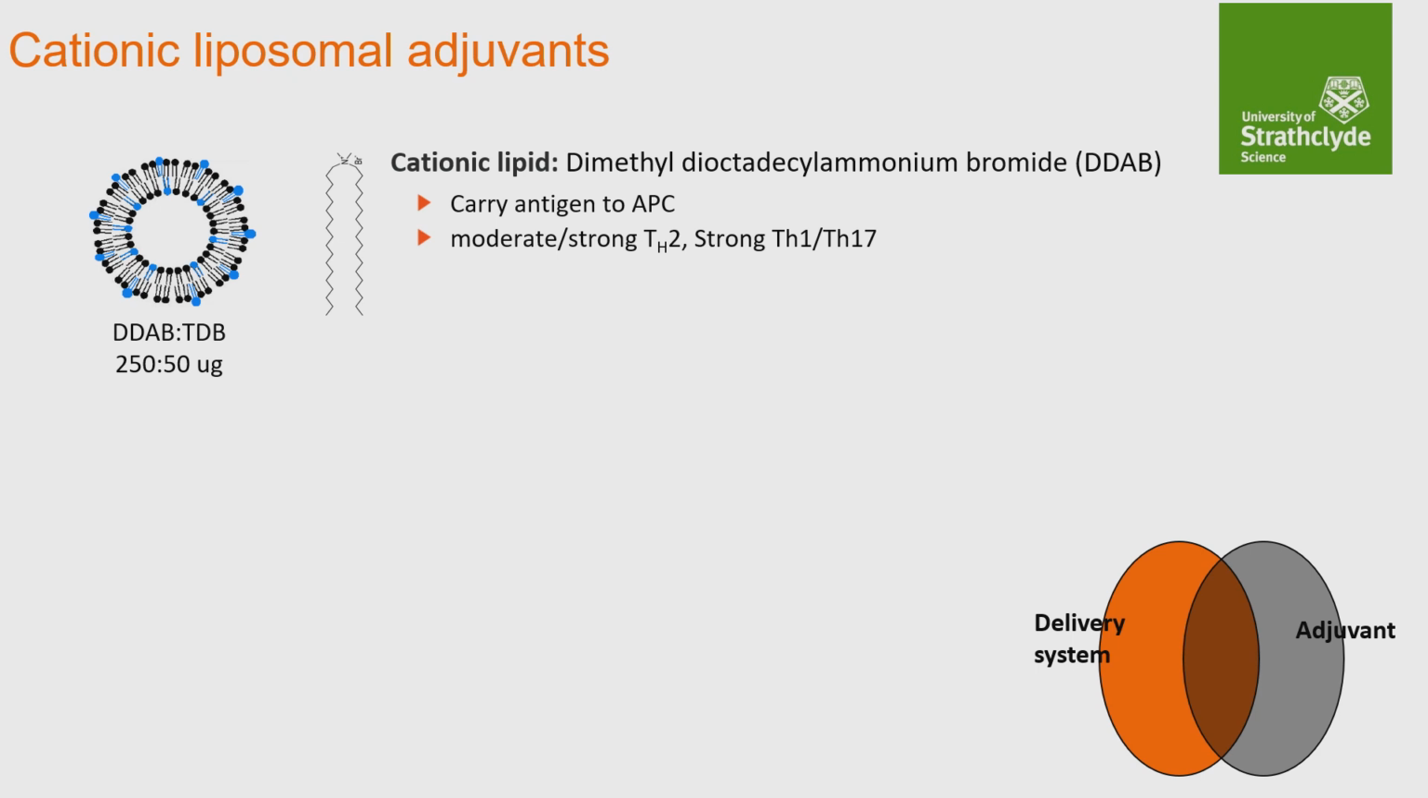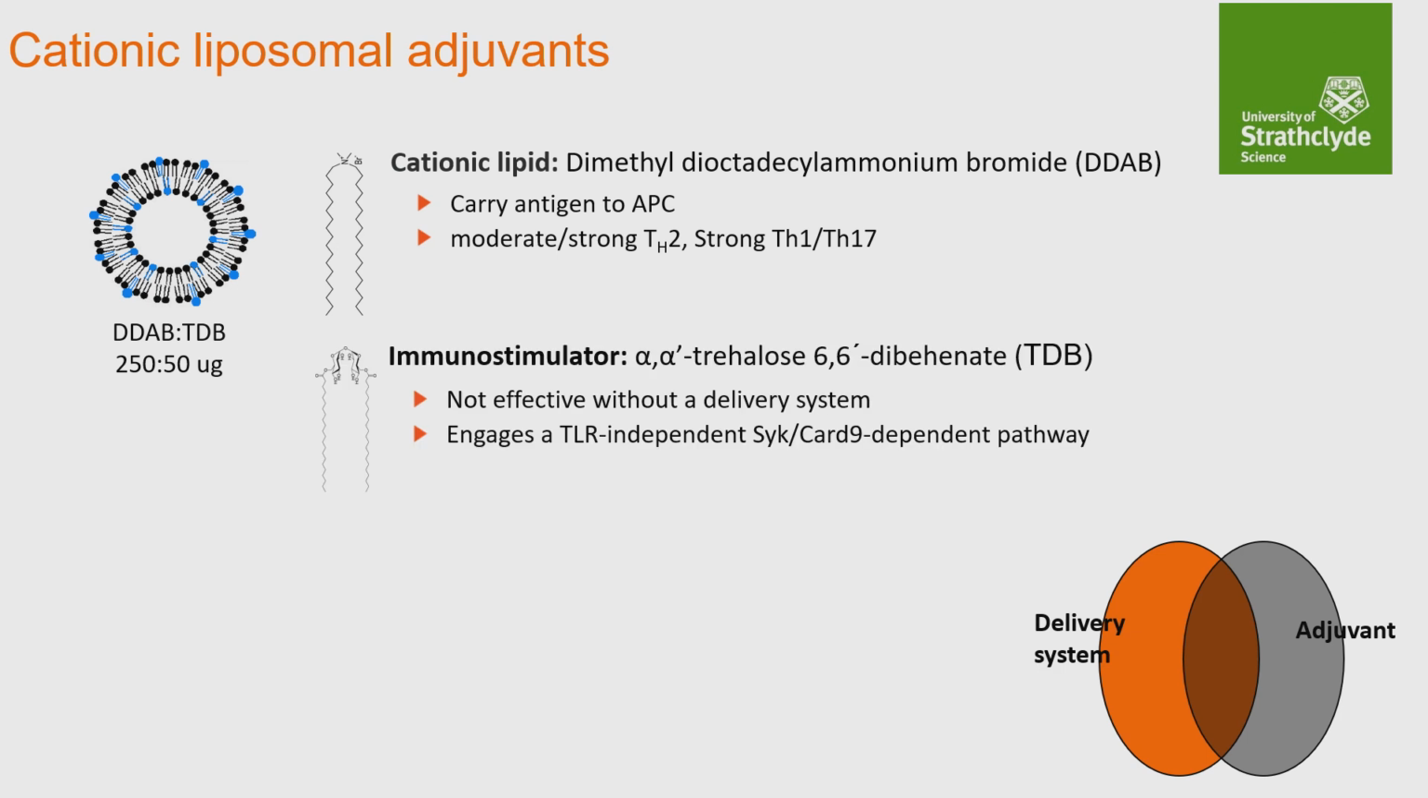So the two components, we have the cationic lipid, as I said, DDAB. That allows us to stick the antigen onto the surface, and these liposomes, even without TDB in them, are immunogenic and will give us a modest antibody and Th1 type response. But if we add in the second component to this formulation, the trehalose dibehenate, it can't form liposomes on its own, but when mixed together, you get a very immunogenic liposome which engages the TLR independent cytokine pathway. So it's like a double approach to that.